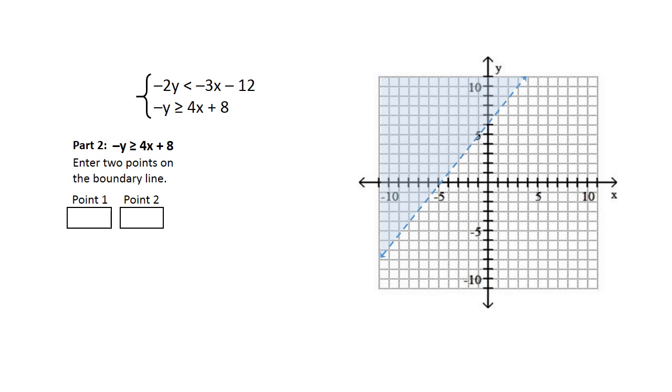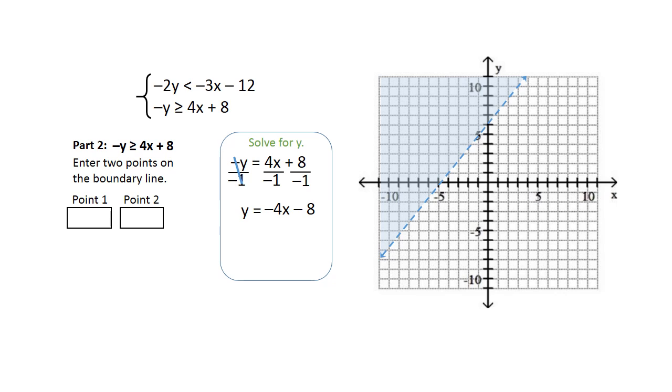Again, they're wanting us to enter 2 points on the boundary line, so we're going to follow the same steps. Solve it for y. Go ahead and write the line with an equals in it instead of the greater than or equal to. In this case, the negative in front of the y has to go, so we're going to divide by -1 in all 3 places. Cancel. This is going to leave us with y equals -4x minus 8. Take a look at the -8. That's going to give us our y-intercept, which is 0, -8. That's one of the points. Put that point on the graph.